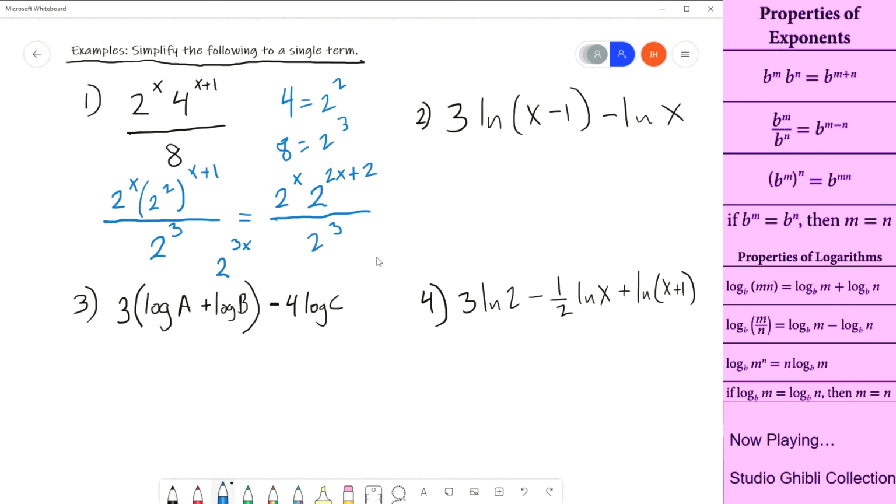However, I'm also dividing by this exponential. And when you divide them, they subtract. So what's 2 minus 3? Negative 1. So in the end, we get 2 to the 3x minus 1.